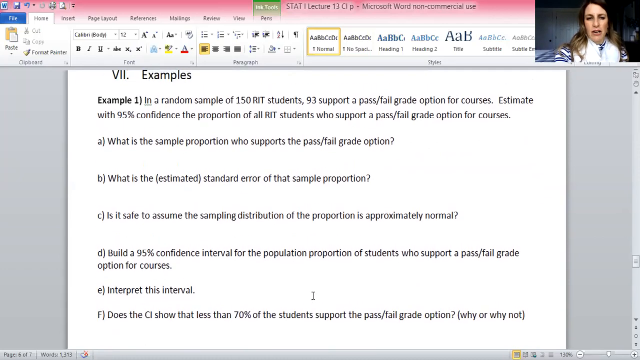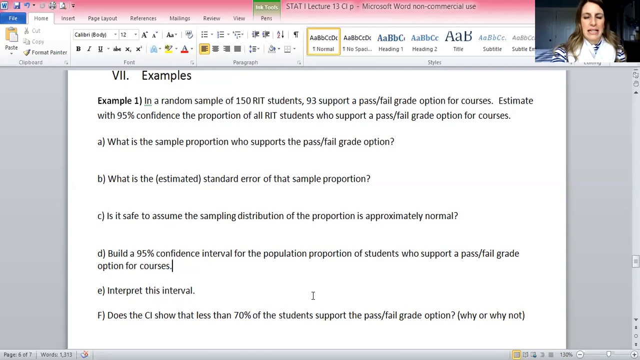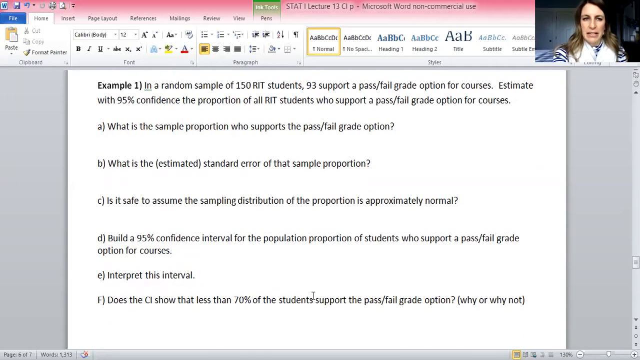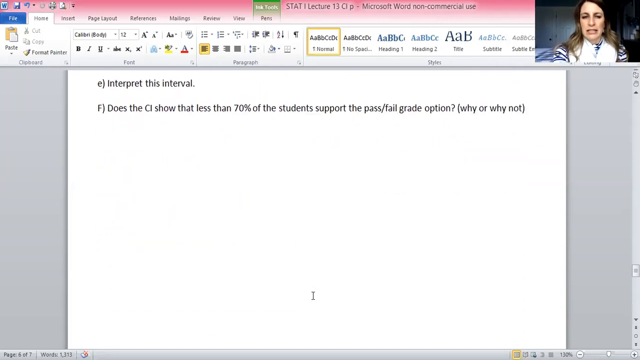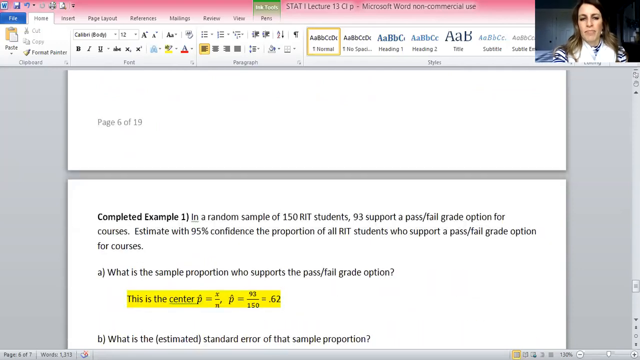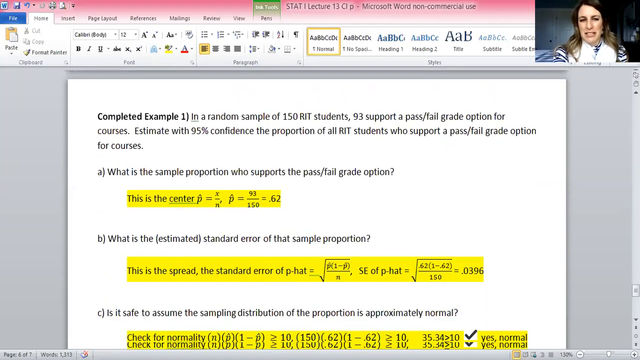Now, I might just say, go ahead and estimate it, meaning make my interval, right? Calculate the interval, which is part D, and then maybe I would say interpret the interval, which would be part E, but I'm going to walk you through steps. If you look on the next page, I have the completed example, so step by step, how I did each part.